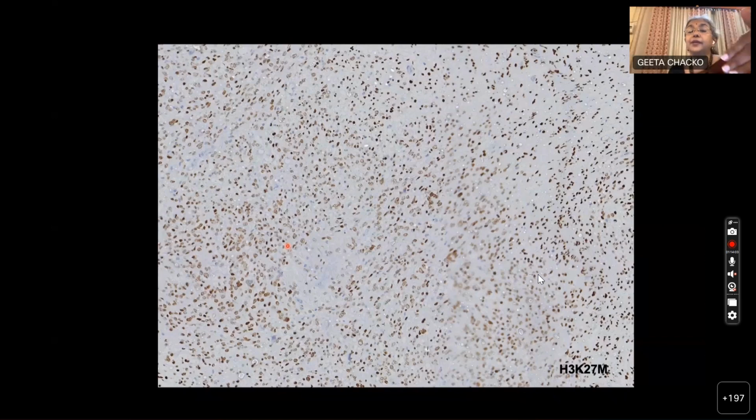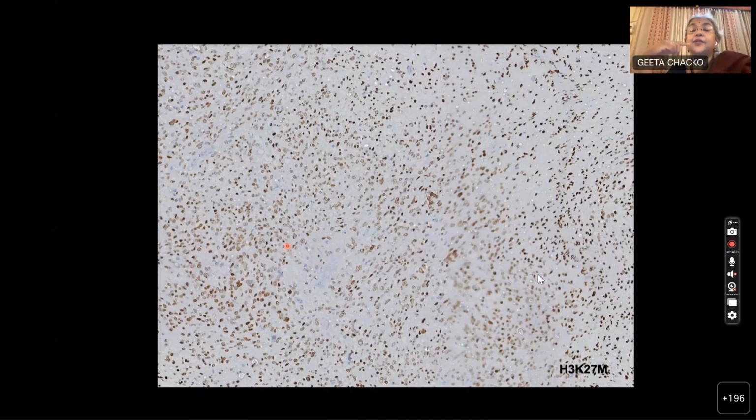But there's one more marker that you need to do to make a confirmatory diagnosis. What broad group does this come under now? Or what is the full term for this tumor? Diffuse midline glioma. Then H3 what? H3K27M. That was the term that was used in 2016.